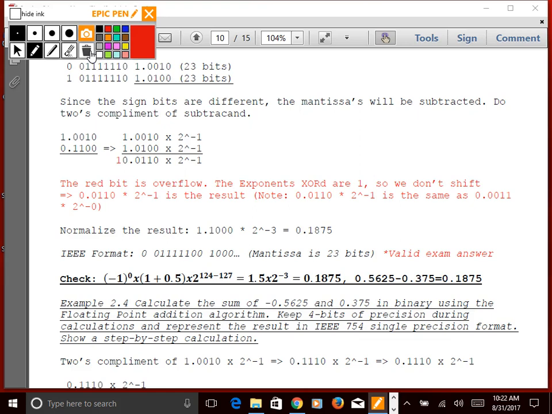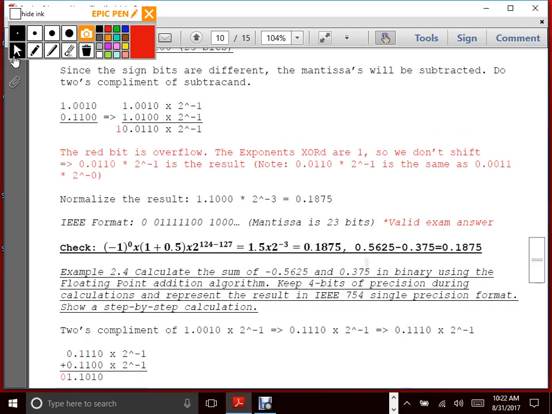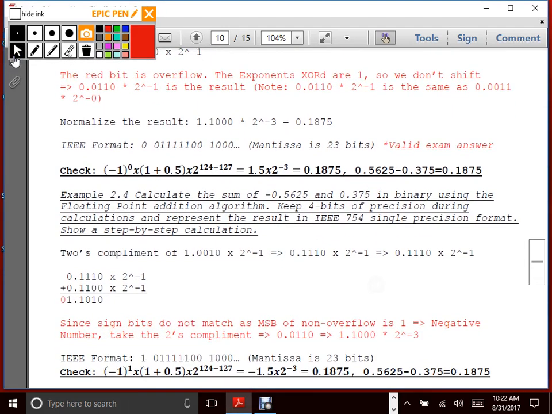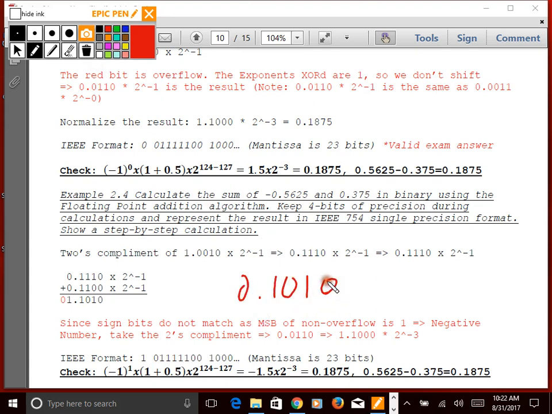Does that make sense? Awesome. So I'm going to scroll up here. This is going to be a very similar problem, except instead of the 3.75 being negative, we're making 0.5625 negative. And so we should get a negative number as a result here. So we're going to do the same thing as we did before. 0.5625 is 0.1010. 0.375 is 0.0110.